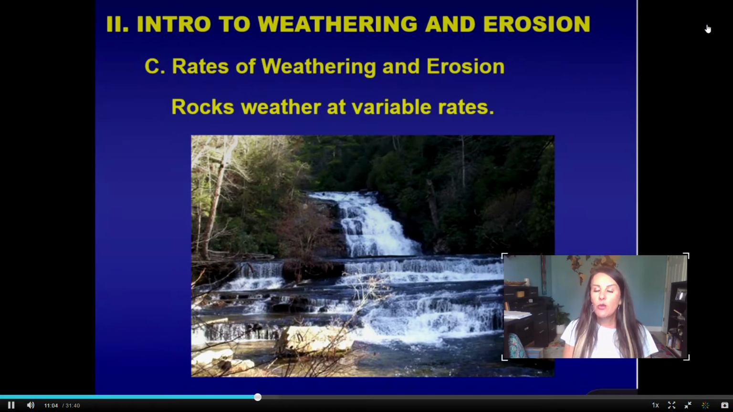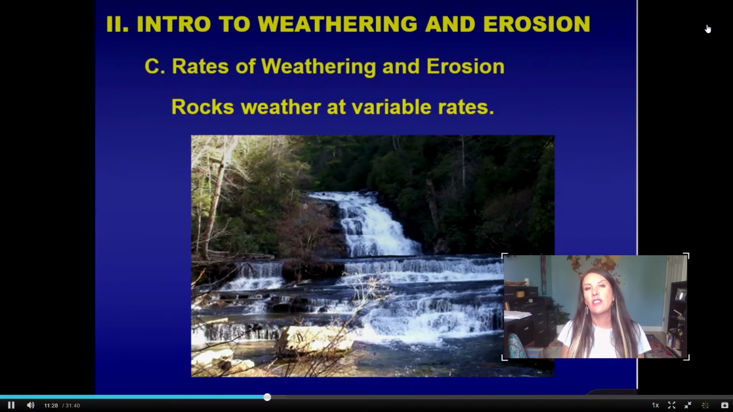And because we are tying this into the rock cycle, we need to understand that not all rocks weather at the same rate. And I think you understand that now by looking at Bowen's reaction series. So different types of rock contain different types of minerals, and depending on where those minerals lie within Bowen's reaction series, they are going to weather at different rates.